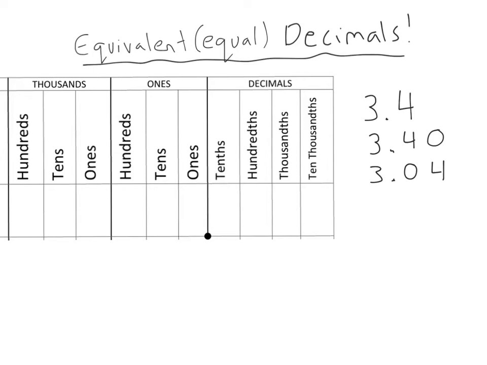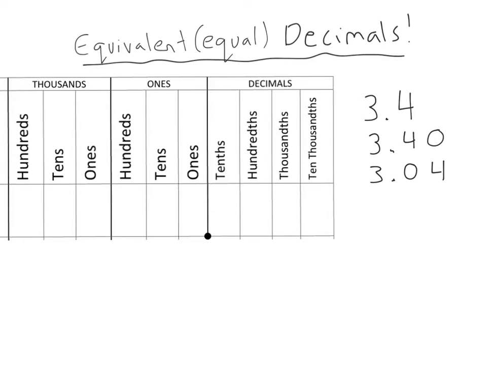In this video, we're going to be talking about equivalent, which means equal, decimals. So over here on the side, I've written three different decimal numbers: 3 and 4/10, 3 and 40 hundredths, and 3 and 4/100ths. I'm hoping when you hear me say it like that, you're already noticing some similarities and differences, maybe looking at these, imagining them as prices.